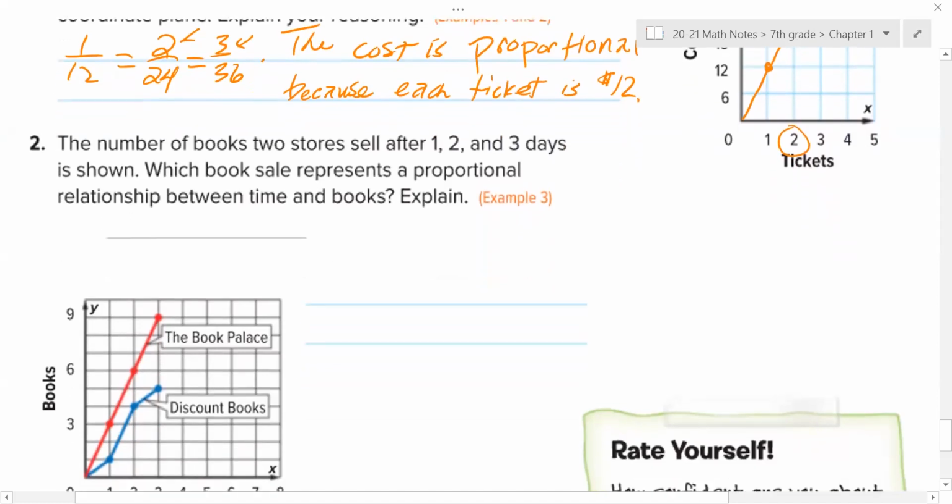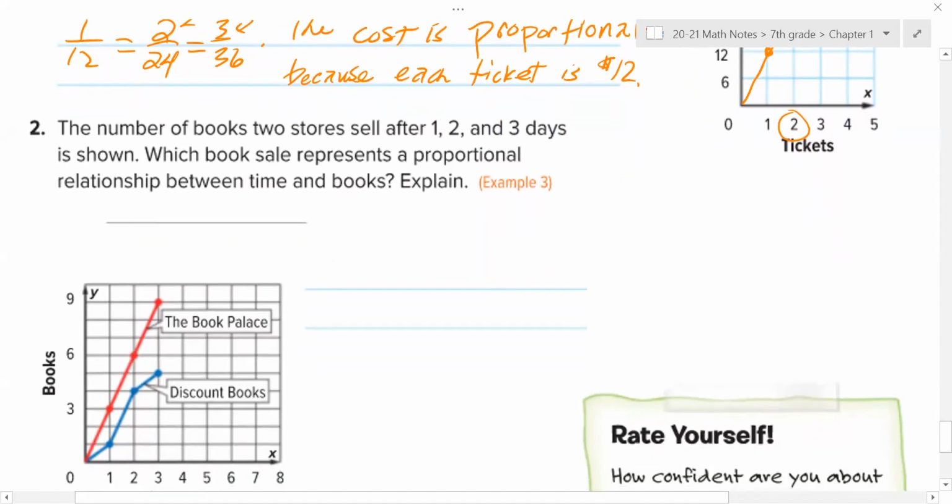The number of books 2 stores sell, I already read that, so I'm not going to reread it. So we can right away see that this is not a straight line. Discount books, it's not a straight line, because if you bought 1 book, sorry, if you bought one book that costs $1. However, if you bought two, it costs $4. So the books have different prices. So not proportionate.